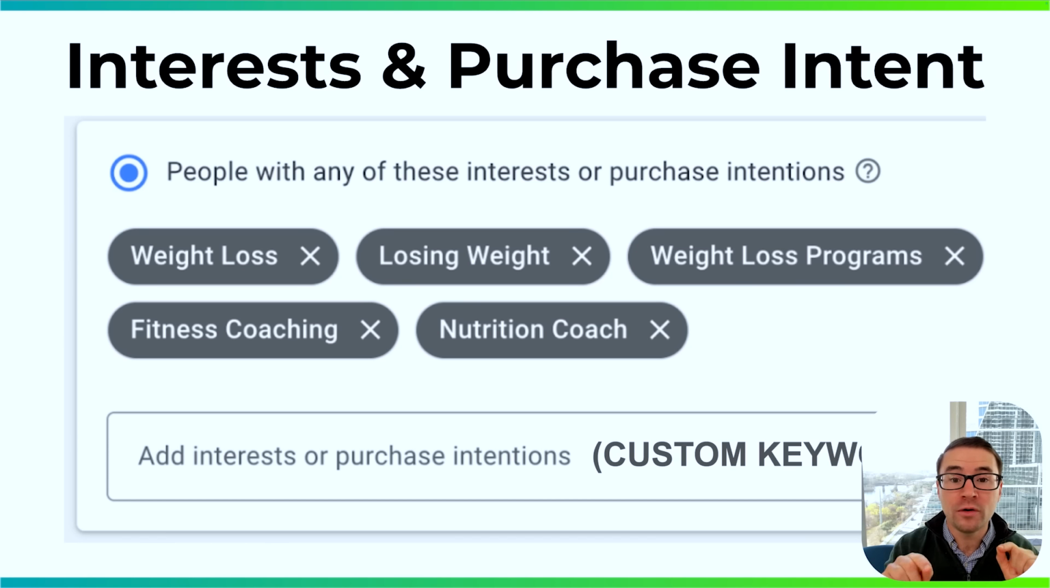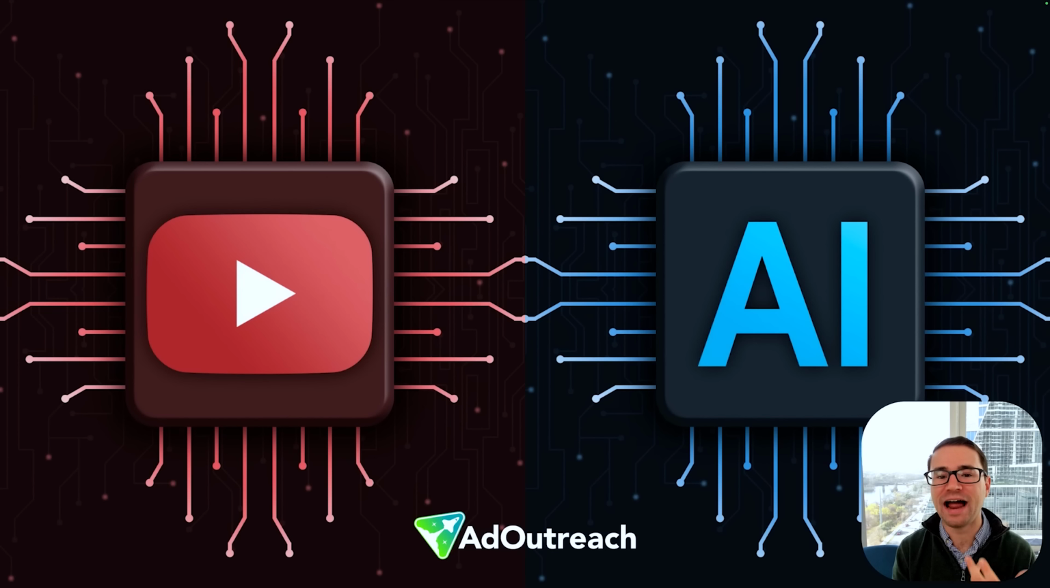And these are our own keywords. These are not pre-built audiences. If you're used to Facebook, they have only their pre-built audiences. What you could do here is type any keyword you want. So for instance, with that fitness coach or weight loss coach example, you can target people that have these interests: weight loss, losing weight, weight loss programs, fitness coaching, nutrition coach. You can target people that have that interest and that purchase intent. It's really powerful to be able to do that. You could target all of these people that have that interest.